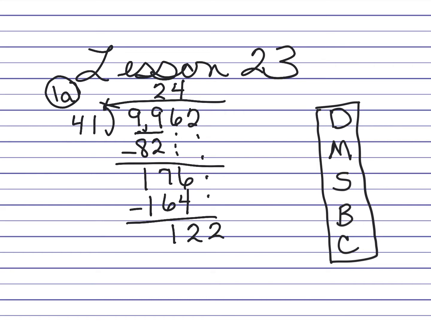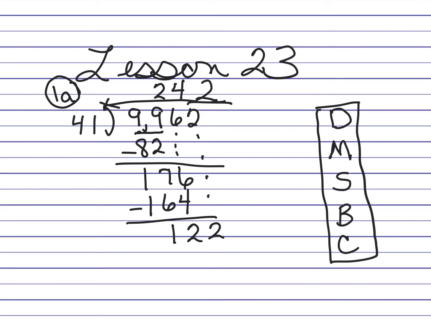Now I'm looking at 122. I'm thinking, oh, 4, 8, 12, that's close, so I'm going to say 3. 3 times 41 is, oh no, 3 times 41 is 123, so I'm going to have to go back to dividing by 2. So I made a mistake. It's okay, you might make mistakes too. So let's just erase this 3 up here and put a 2, and try that.